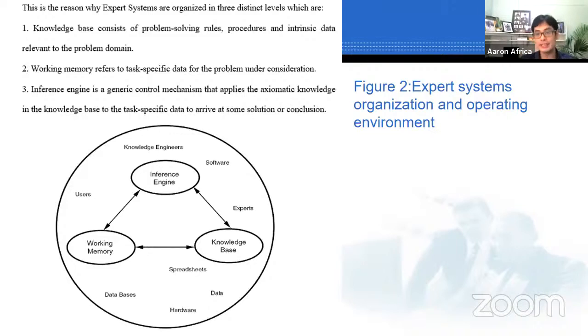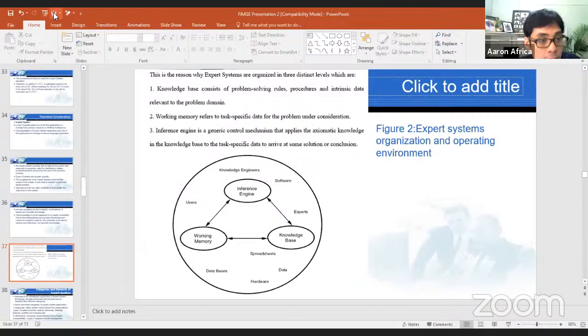In figure 2, expert system organization environment. The reason why expert systems are organized in 3 distinct levels: first, the knowledge base. Let me just write it. The knowledge base consists of problem solving rules, procedures, and intrinsic data relevant to the problem domain. Of course, we have the working memory. It refers to the tasks of the problem under consideration. This one is usually our database.